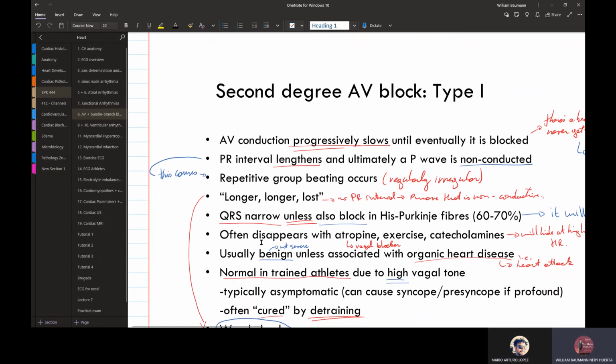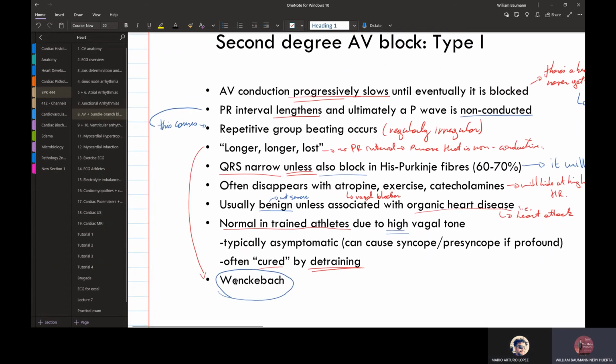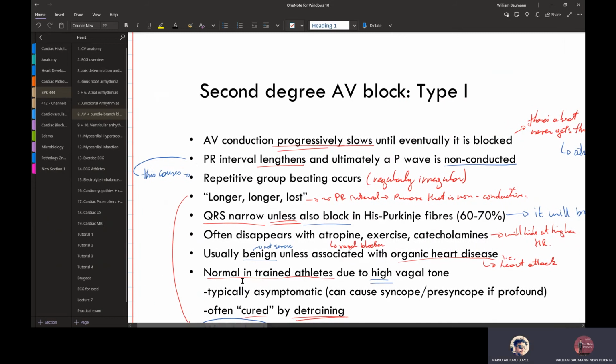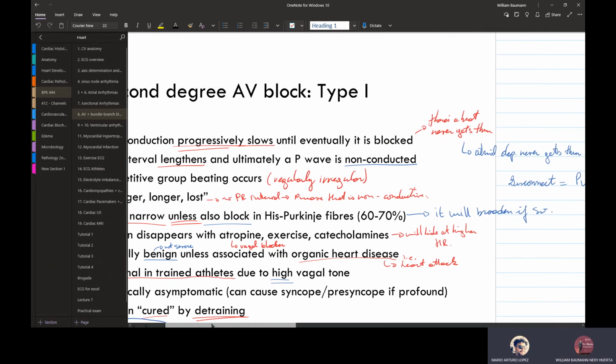Okay, so second degree AV block, type 1, also known as the Wenckebach. AV conduction progressively slows until eventually it is blocked. So this is very characteristic. You're going to see that it will get longer, longer, and then stops, or there's no more signal going through. Very characteristic. There's a beat that never gets through.